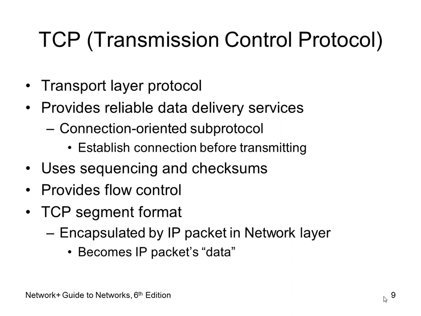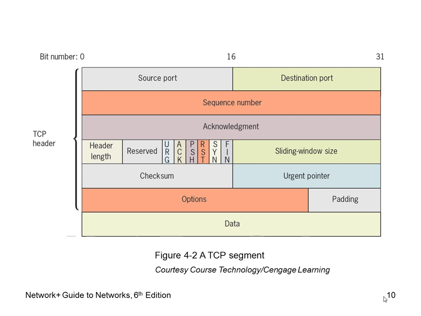We have sequences and checksums, which we'll see a picture of in a second. It gives us flow control. Flow control is how much data it can handle. Can you handle more? Can you handle less? It supports fragmentation, which we'll talk more about. It encapsulates them, and basically we get the data packet.